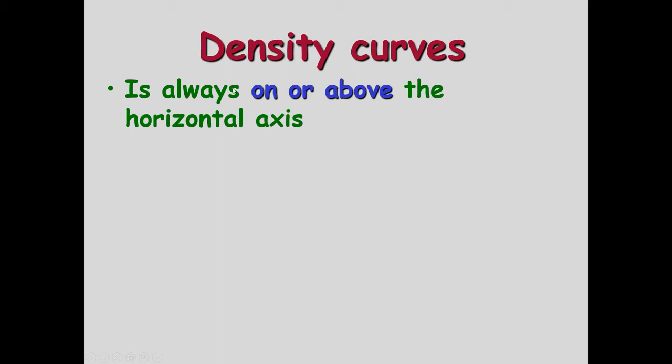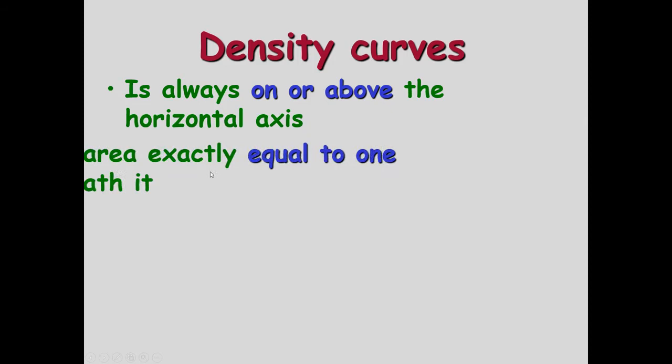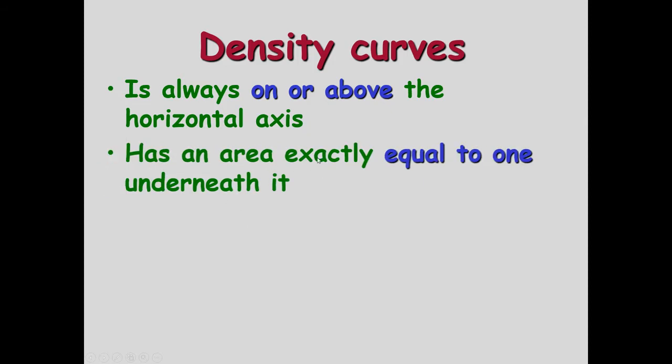So density curves are always going to be on or above the horizontal axis. So they'll always be above the x-axis, or on it if it's 0% chance of that happening. The area underneath the curve has to add up to 1, always. The sum of the area under the curve has to be 1. End of story, every single time, because everything has to have a total of 100% chance of occurring. Something has to have 100% area, otherwise it doesn't make any sense. Something has to happen.